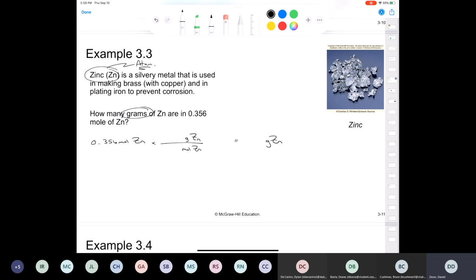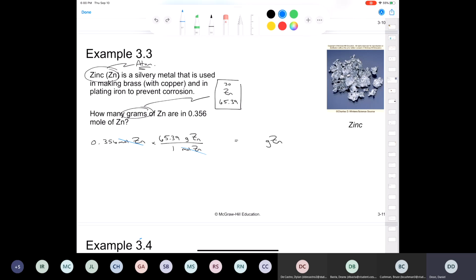And so for that, we're going to go to the periodic table and we look up the molar mass of zinc. So zinc is element number 30. And so if I write down here, zinc 30, zinc has a molar mass of 65.39, and that's grams per mole. Okay, so we have 65.39 grams of zinc in 1 mole of zinc. Well, looky. My moles of zinc are going to cancel out, and I'm left over with grams of zinc.